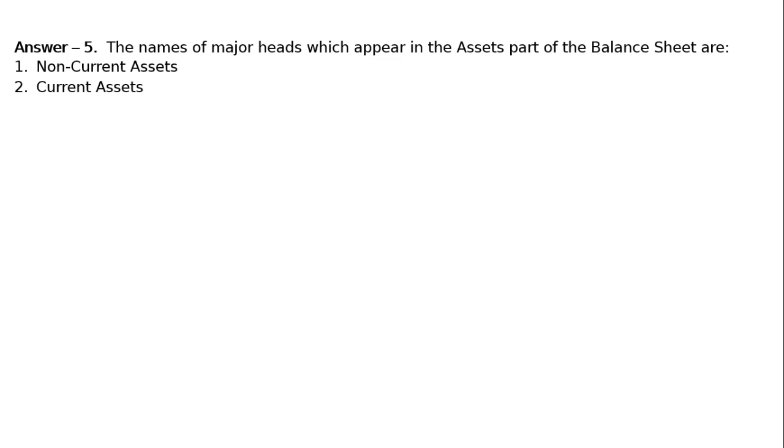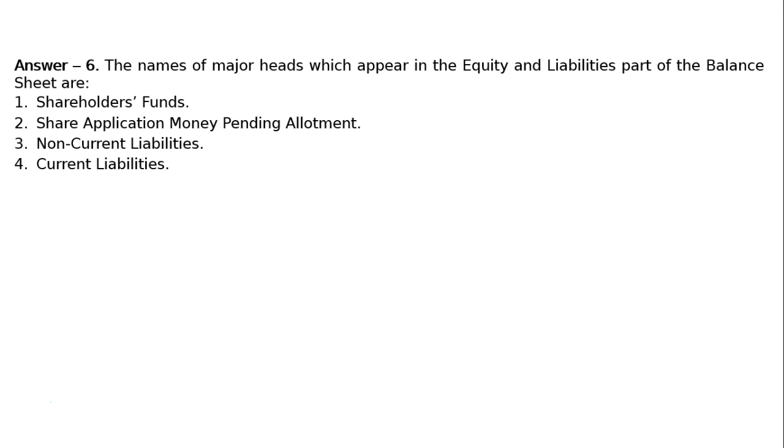Then 6th, name the major heads which appear in the equity and liabilities part of the balance sheet. Answer 6. The names of major heads which appear in the equity and liabilities part of the balance sheet are 1. Shareholders Funds, 2. Share Application Money Pending Allotment, 3. Non-current liabilities, 4. Current liabilities.